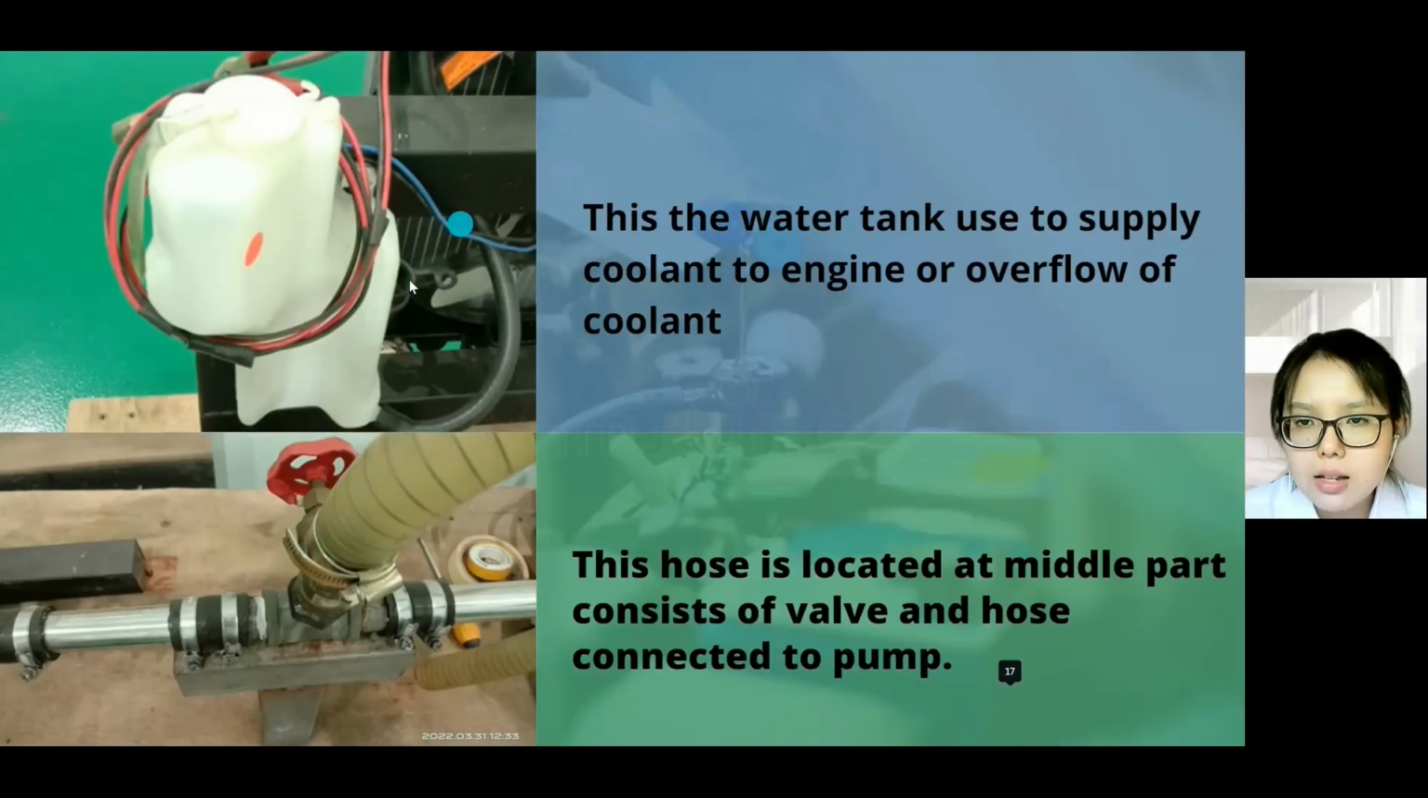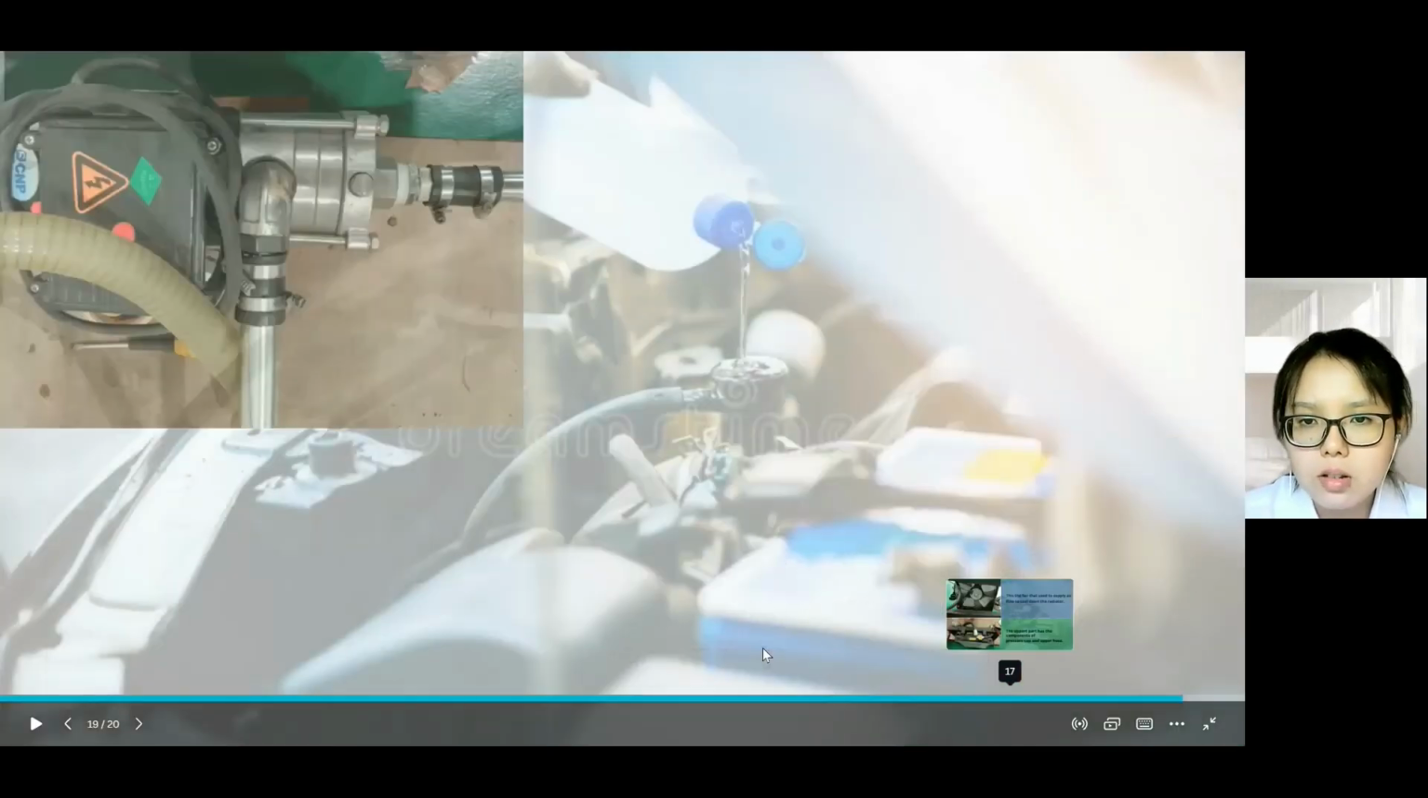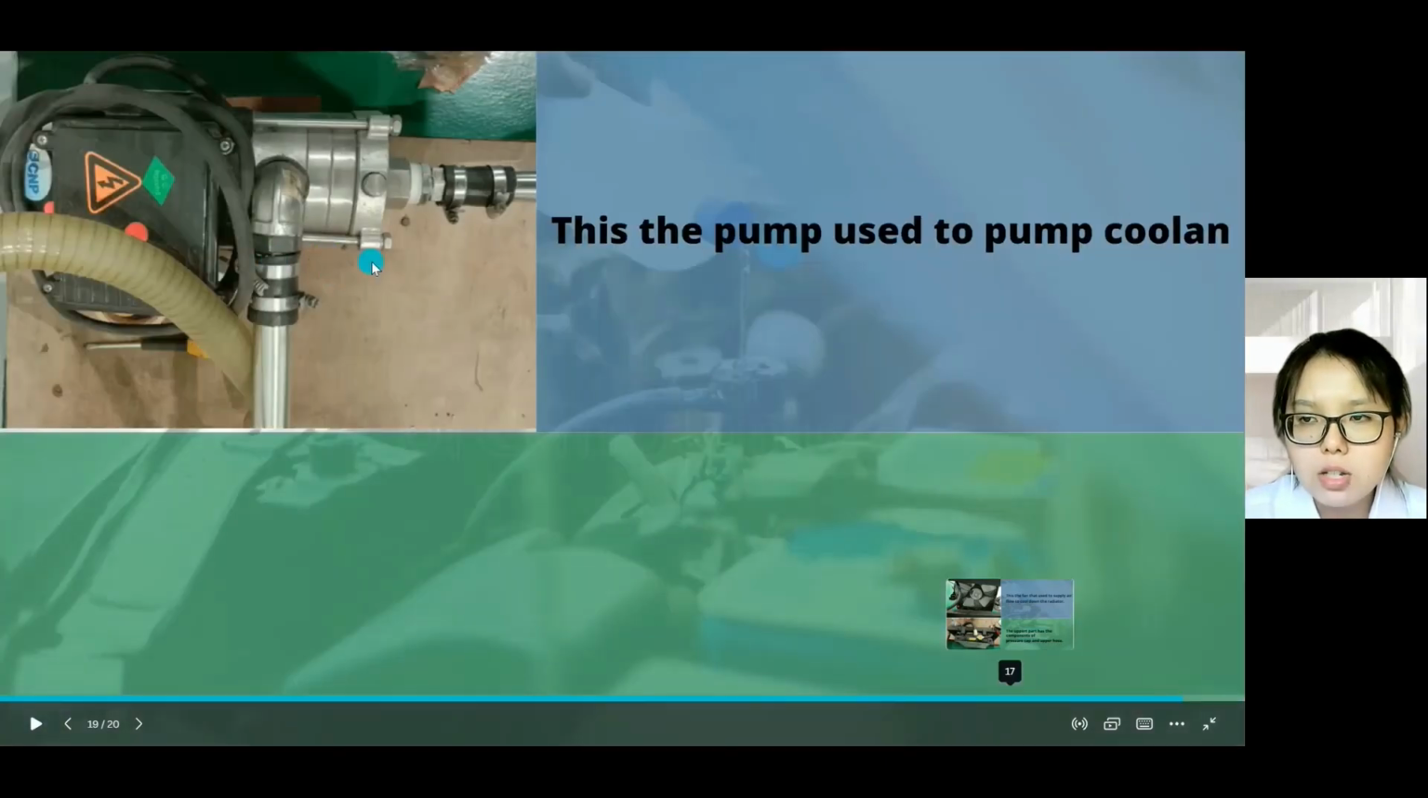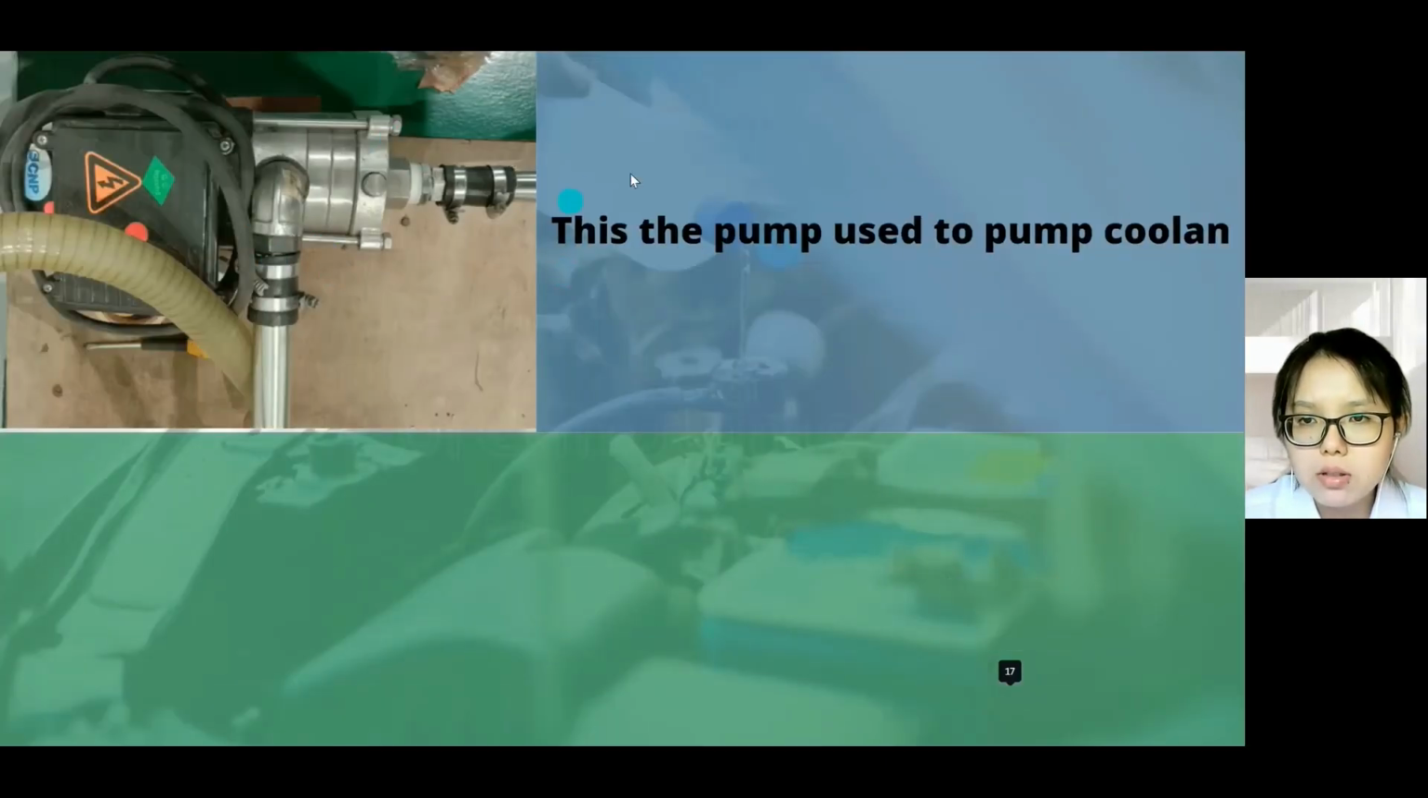This is the water tank. This water tank is used to supply the coolant to the engine or for overflow of the coolant. This is the hose located at the middle part, which consists of a valve and a hose connected to the pump. And this pump is used to pump the coolant.